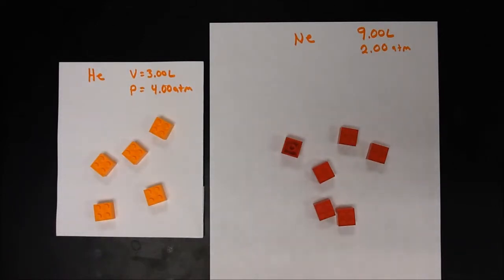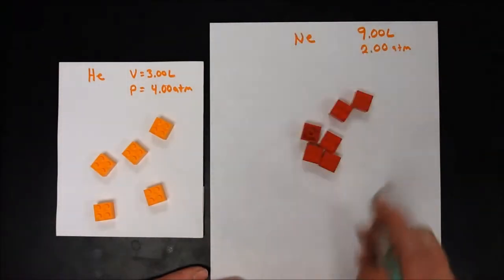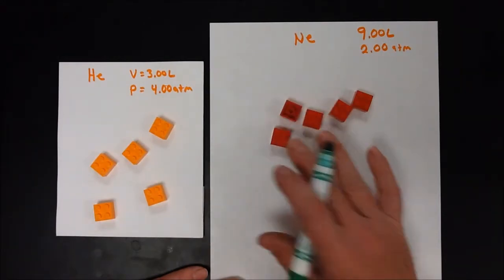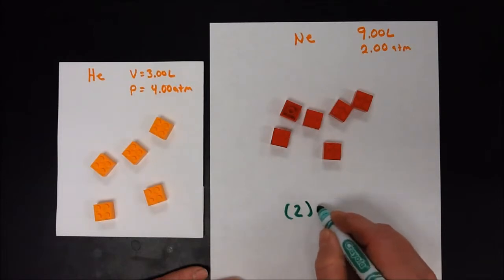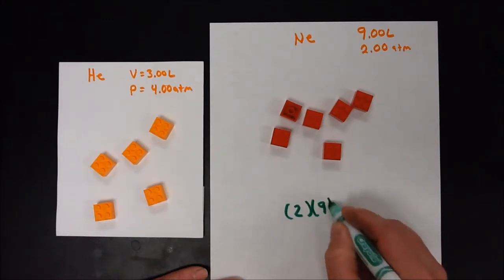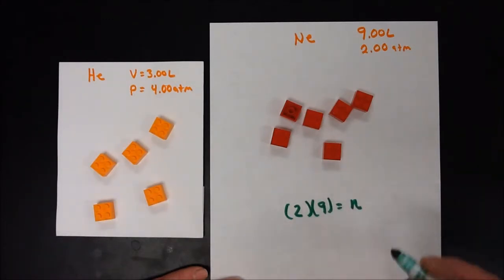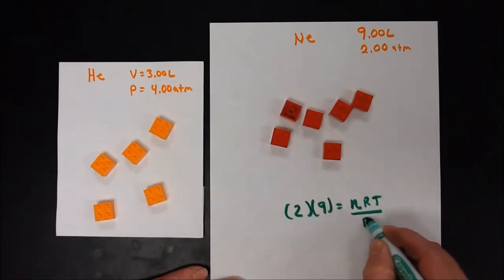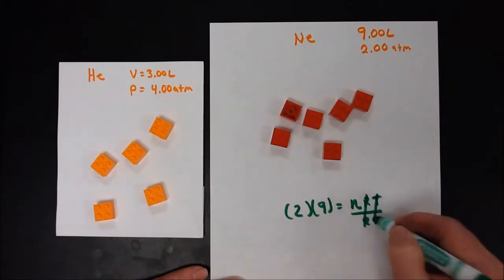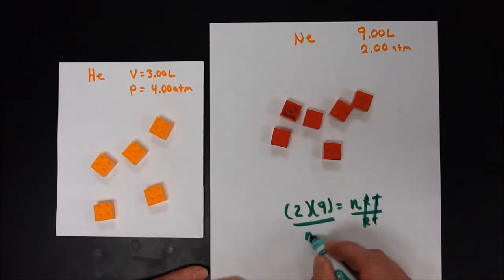So if in the container here on the right I have 9 liters of neon at a pressure of 2 atmospheres, and I just want to solve with regard to that gas in the container on the right, I know that PV = nRT, but I'm going to go ahead and solve that in terms of how much neon we have in that container.